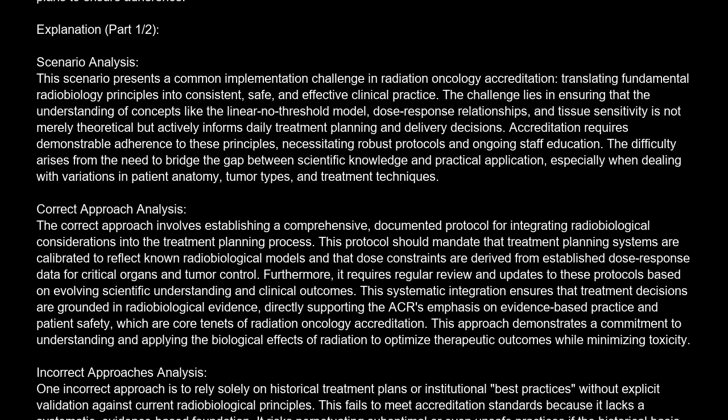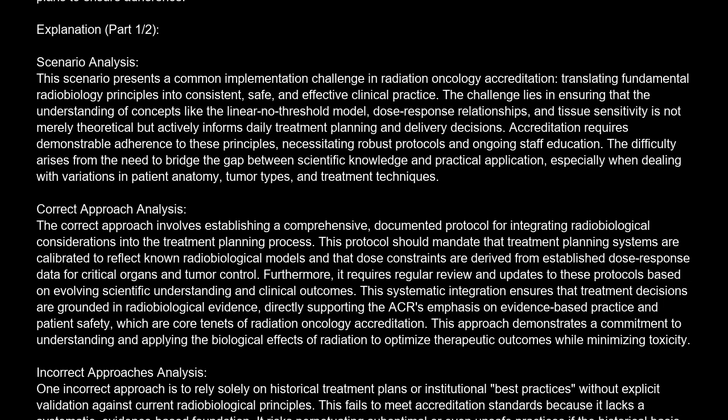The challenge lies in ensuring that the understanding of concepts like the linear no-threshold model, dose-response relationships, and tissue sensitivity is not merely theoretical, but actively informs daily treatment planning and delivery decisions. Accreditation requires demonstrable adherence to these principles, necessitating robust protocols and ongoing staff education. The difficulty arises from the need to bridge the gap between scientific knowledge and practical application, especially when dealing with variations in patient anatomy, tumor types, and treatment techniques.